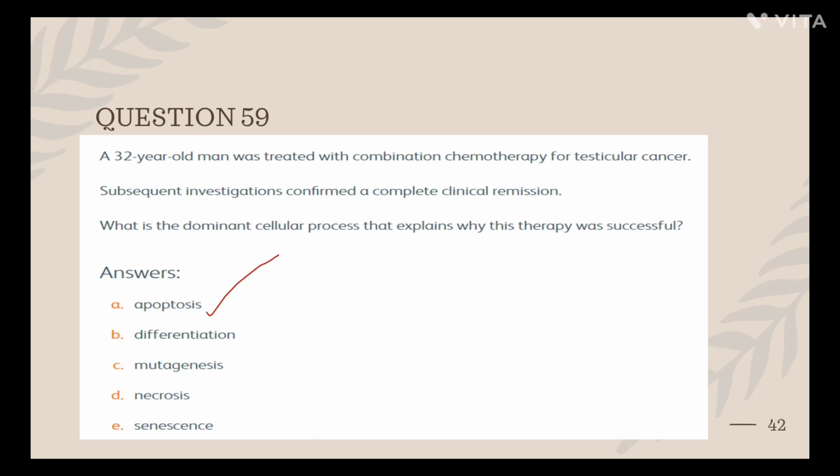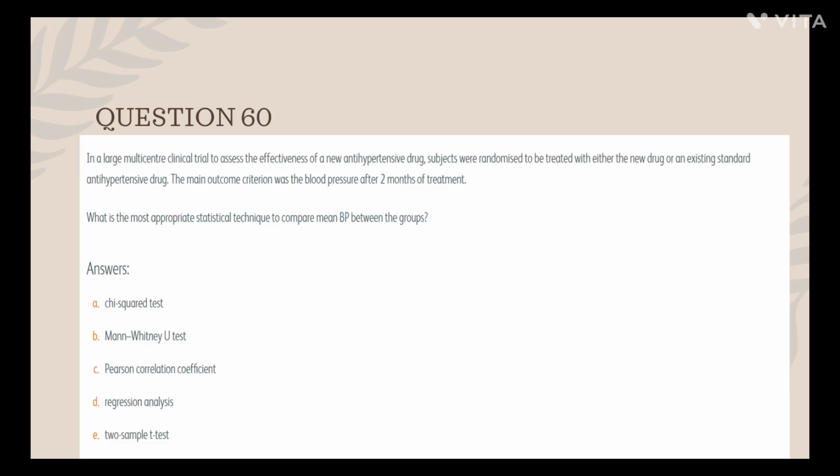Apoptosis. Next question. Large multicentric clinical trial to assess effectiveness of new antihypertensive drugs. Subjects were randomized to be treated with either the new drug or an existing standard antihypertensive drug. So there is a control group, there is a treatment group. The main outcome criterion was the blood pressure after 2 months of treatment. The outcome criterion is blood pressure itself, not whether it is reduced or not. It's not a yes or no question, it's an actual value. What is the appropriate statistical technique to compare mean BP between two groups?